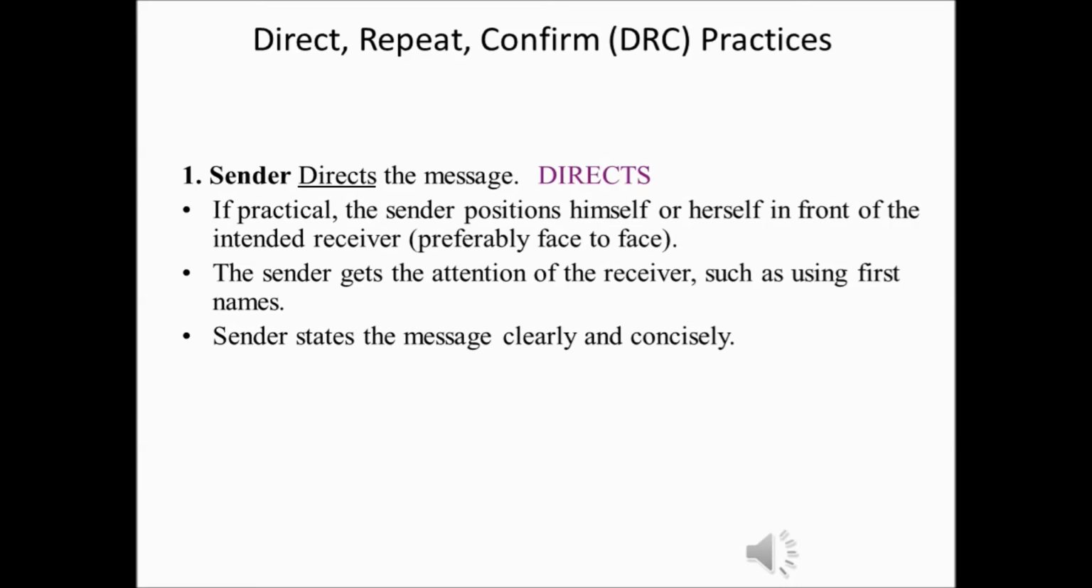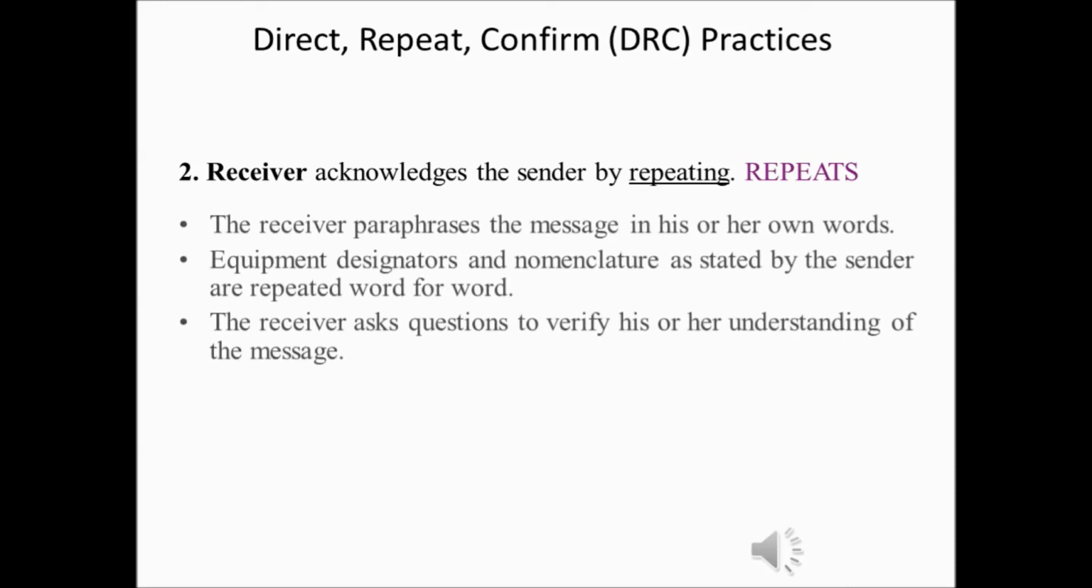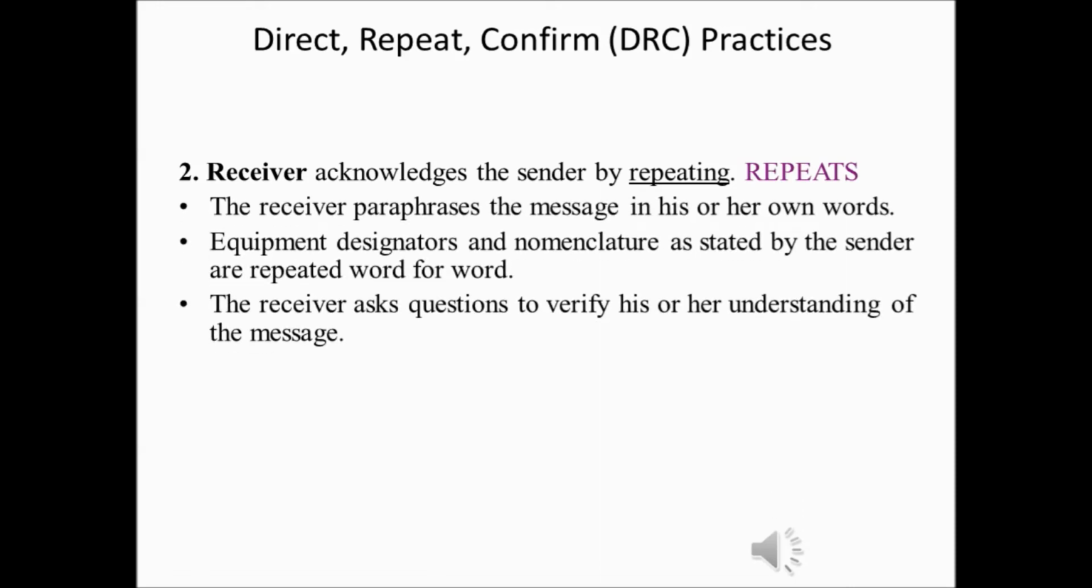In step 1, the sender directs the message. If practical, the sender positions himself or herself in front of the intended receiver. The sender gets the attention of the receiver, such as by using first names. The sender states the message clearly and concisely. In step 2, the receiver acknowledges the sender by repeating. The receiver paraphrases the message in his or her own words. Equipment designators and nomenclatures as stated by the sender are repeated word for word. The receiver asks questions to verify his or her understanding of the message.